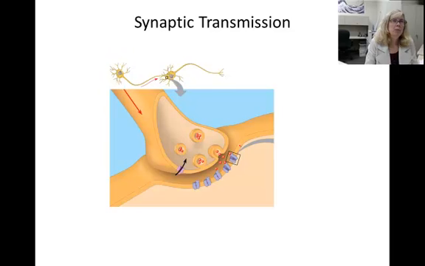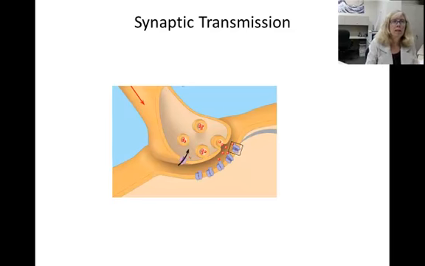Now here are the steps of synaptic transmission. First, the presynaptic neuron synthesizes a chemical neurotransmitter and stores it in vesicles in the terminal of the first neuron. Second, an action potential in this presynaptic neuron travels down to the terminal and causes voltage-gated calcium channels to open. Third, calcium flows into the terminal of the axon, which triggers the transport of vesicles to the plasma membrane for exocytosis. Fourth, the neurotransmitter is released into the synaptic cleft.